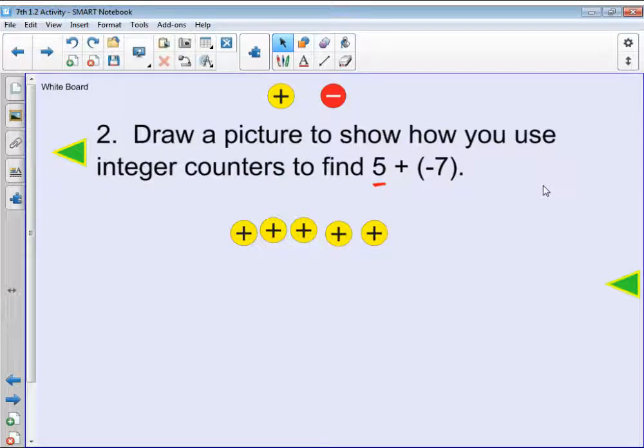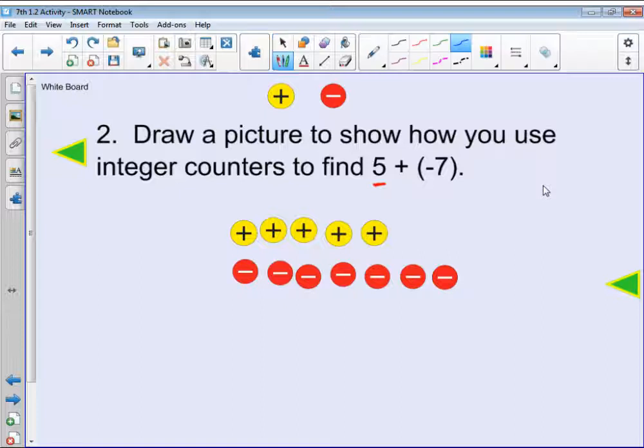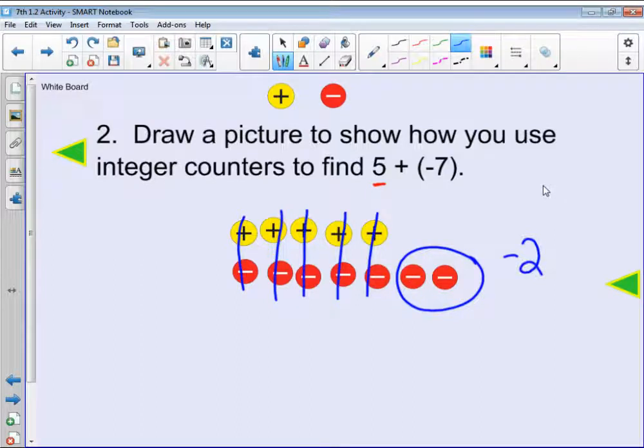So now I'm going to pull 7 negatives. 1, 2, 3, 4, 5, 6, 7. And I'm choosing to line them up this way so that I can show my canceling out. These 5 cancel each other out, which leaves me with my answer of 2 negatives. So -2 would be our answer for this one.